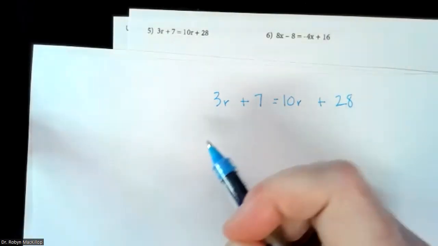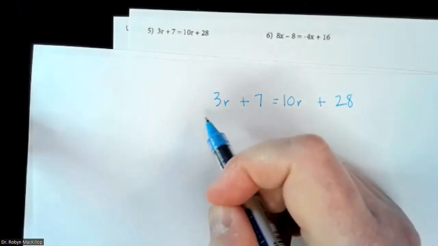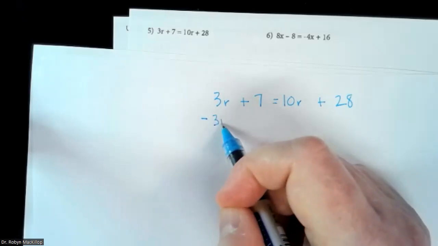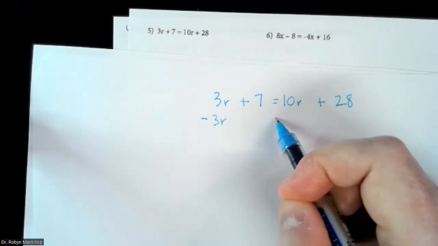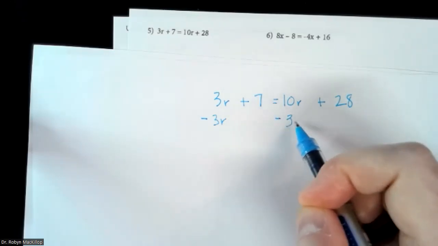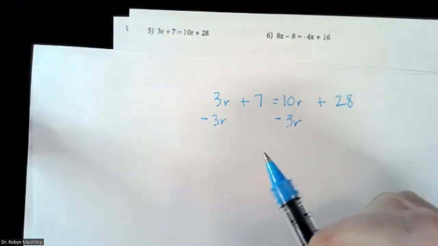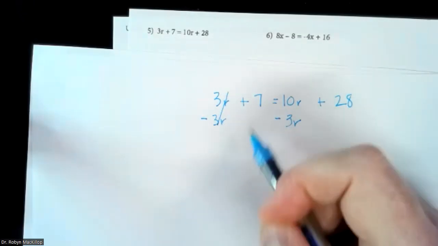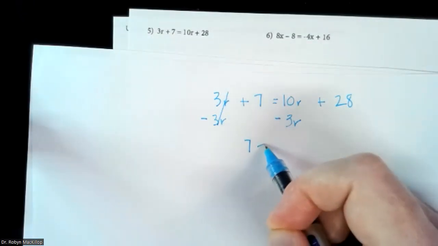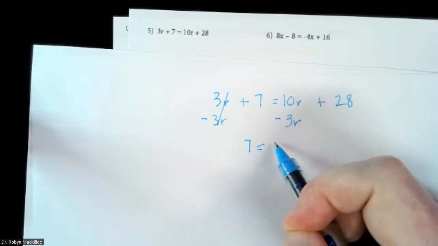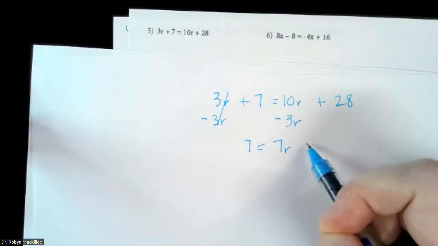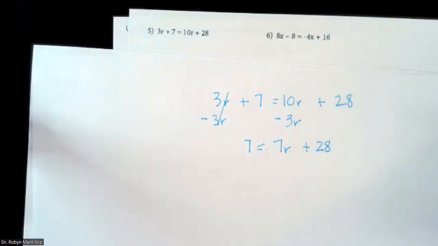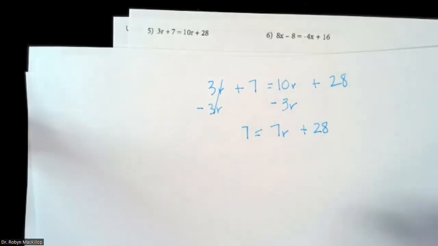Let's get rid of the 3r first. So we're going to take away 3r, which means we're going to take away 3r from here. Ignore the numbers. You're only dealing with the variable issue. So this is gone. Bring down your 7 equals 10 minus 3r is 7r plus 28. You've already cleaned it up. That's your first step. This is a multi-step problem.